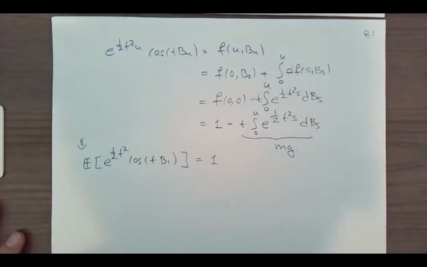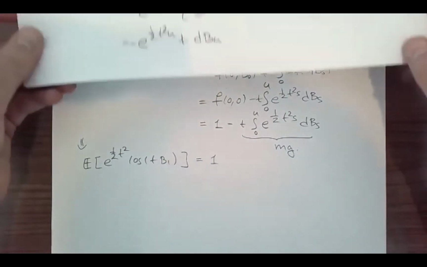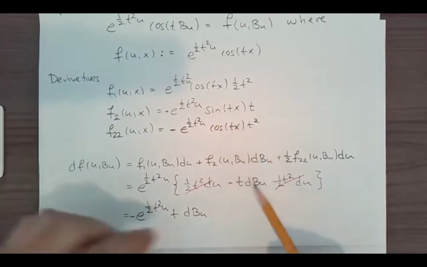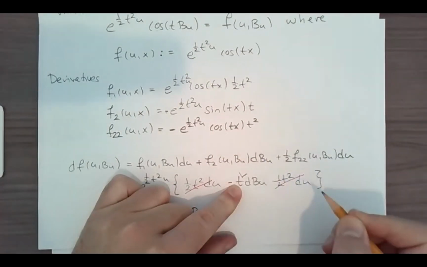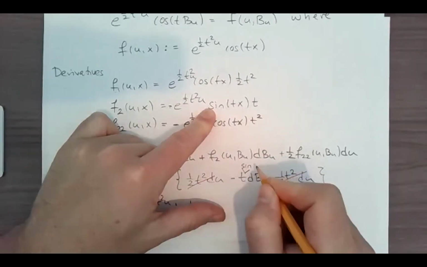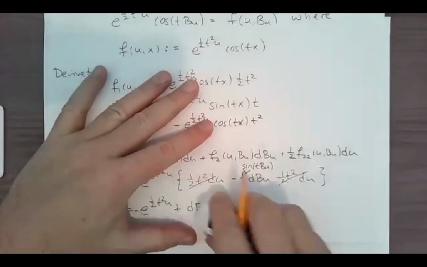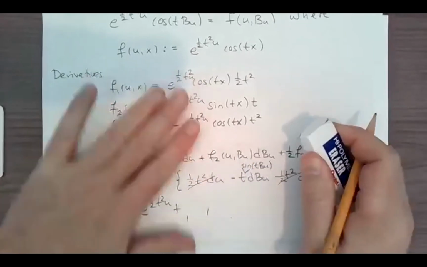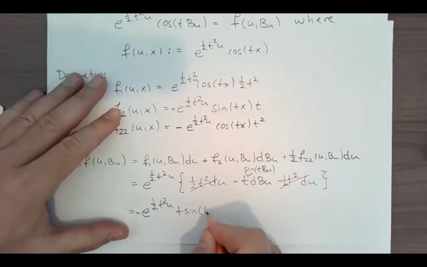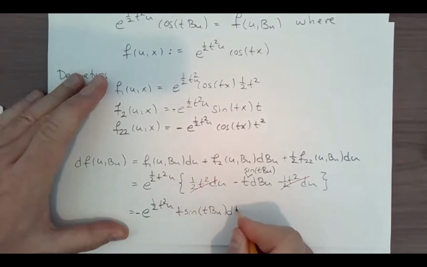Alice is asking where the sine went. I don't know. Did we miss it? Oh, it should have been right here. That should have been sine tB_u. Yeah, I lost that one in the calculation. It should have been sine t B_u dB_u.